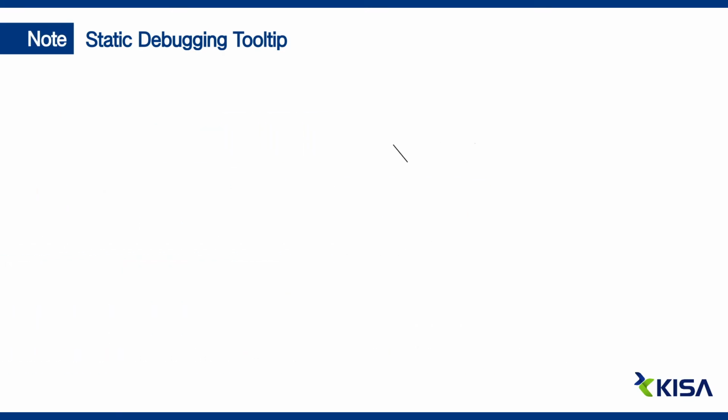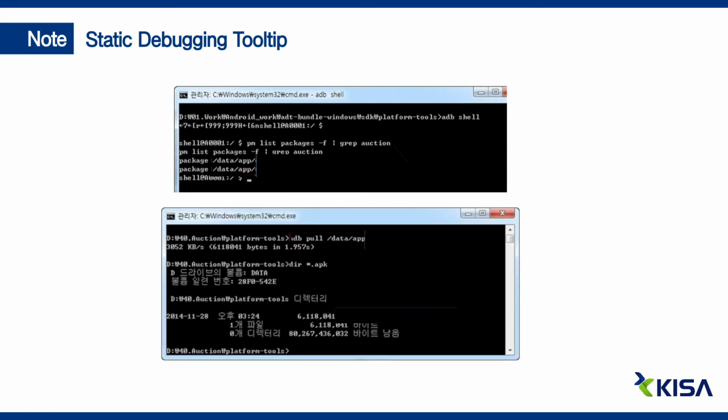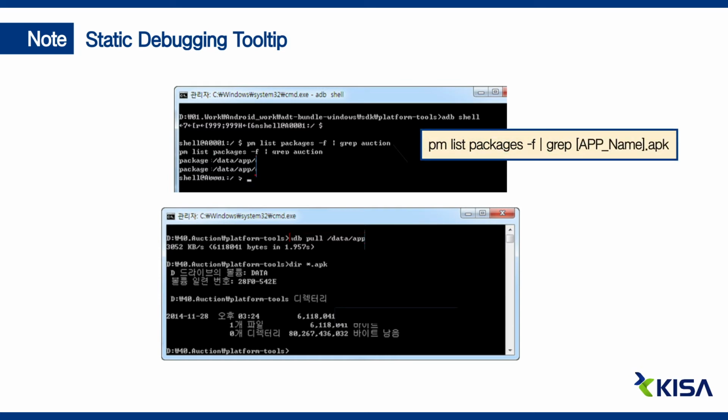First of all, attach your PC to a rooted smartphone or emulator using ADB. And use the pm list packages -f | grep app_name.apk command to search for package files using ADB. After that, bring the app to the PC using the ADB pull command for static analysis. The command is adb pull /data/app/apk_name.